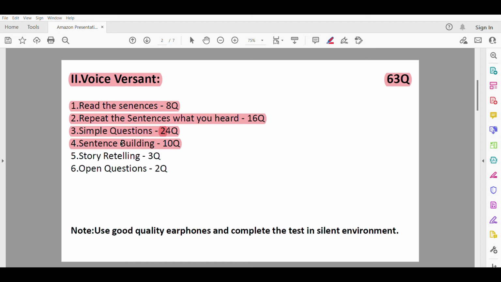Next, the fifth topic will be story retelling. It is a very important section. There will be a total of three questions, and you will hear three different stories. They will tell some stories based on some characters, or a situation between two strangers, or a situation between a man and a woman. So these questions they will say.